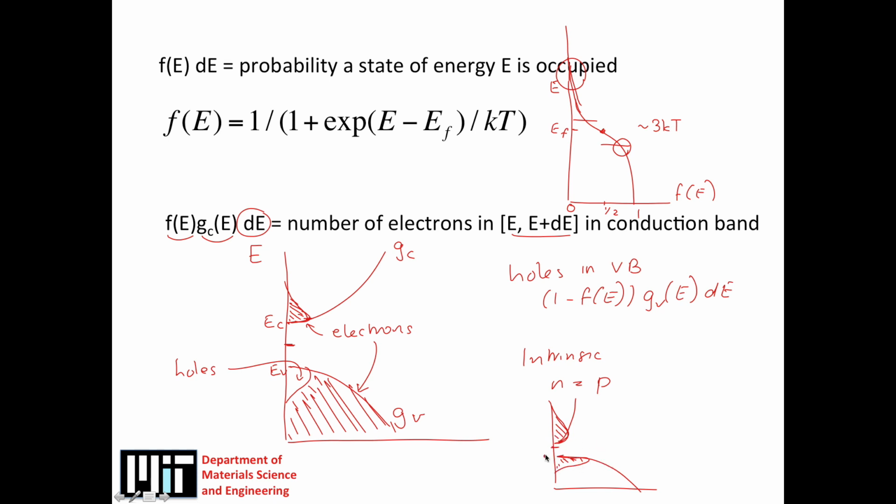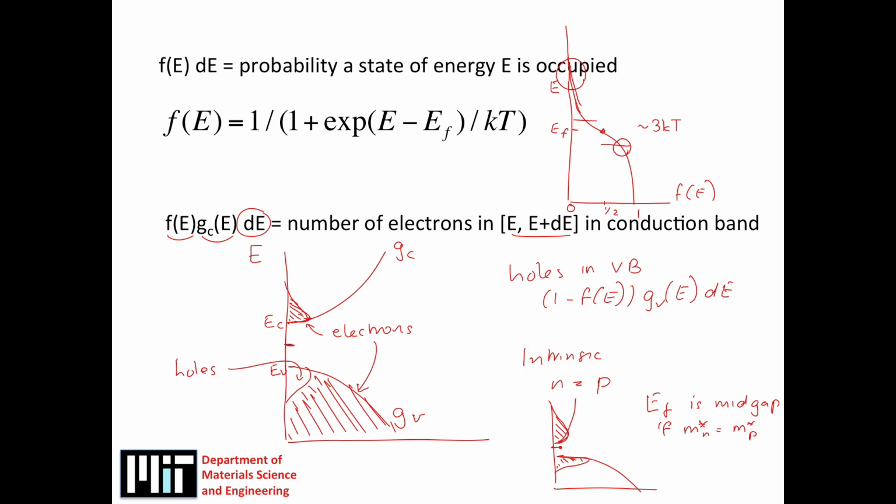So the Fermi level is mid-gap if m star n and m star p are the same, but if they're different, then the Fermi level is going to be offset from the middle of the gap, and we'll find an expression for that a little bit later on.